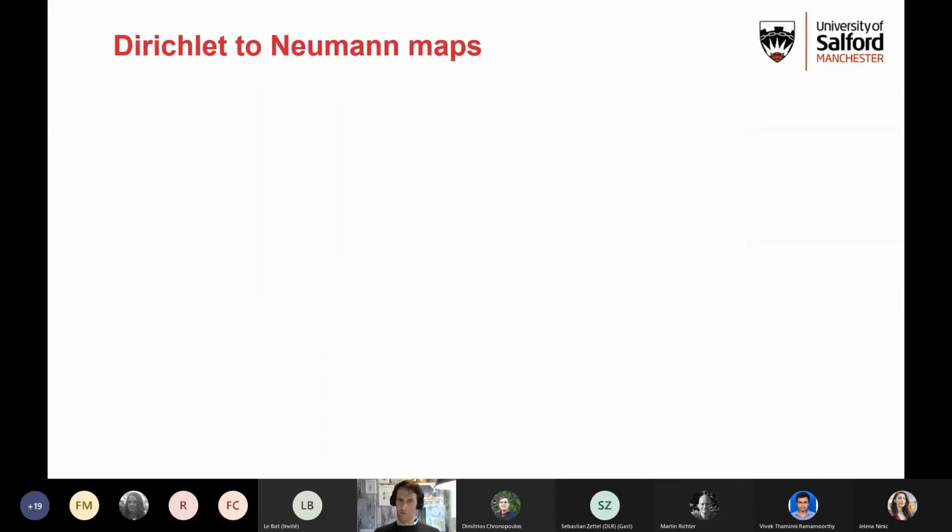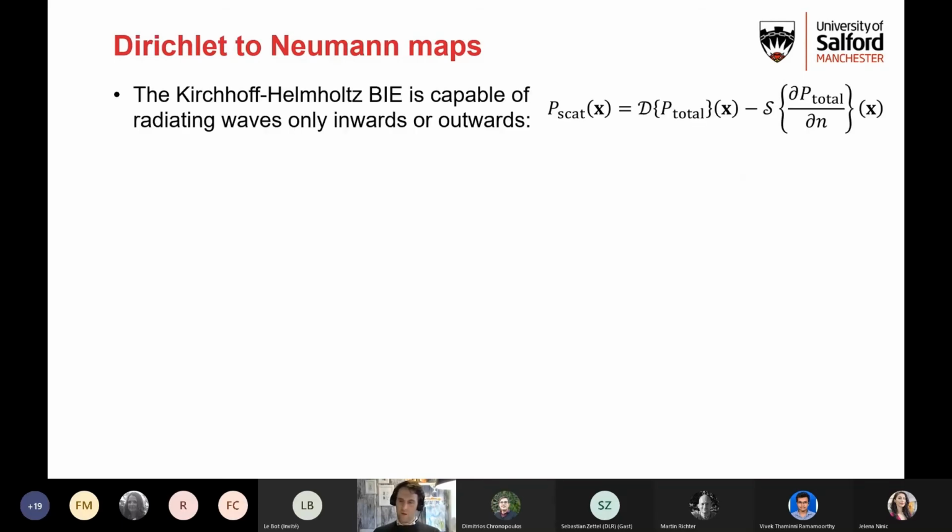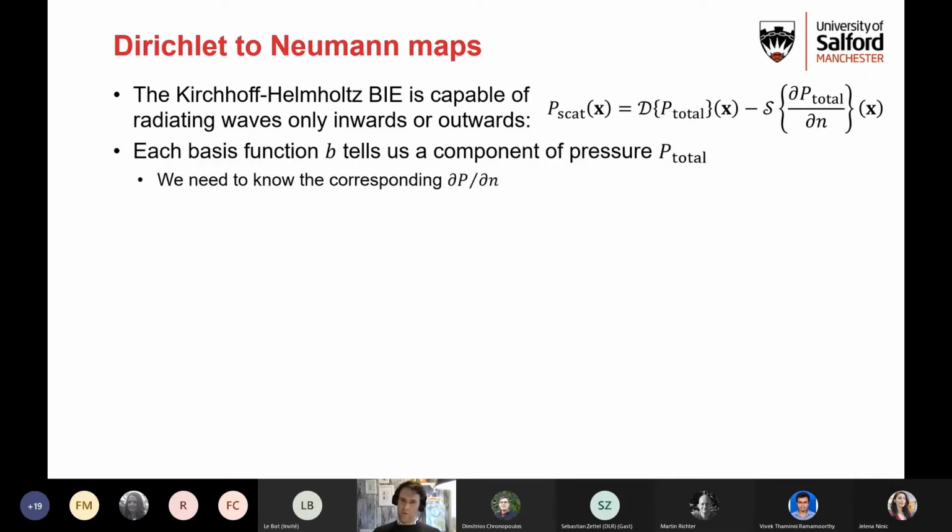Well, we use something called Dirichlet to Neumann maps. As I say, the Kirchhoff-Helmholtz boundary integral equation, this scattering integral, is capable of radiating waves only inwards or outwards if we use both of these terms, the double layer potential D and the single layer potential S. And presently, we're using basis functions to interpolate pressure. So we know they tell us a component of total pressure, so they work naturally with the dipole terms. What this equation at the top is suggesting is that we need to know the corresponding dp by dn if we're going to get waves to only go in or out.